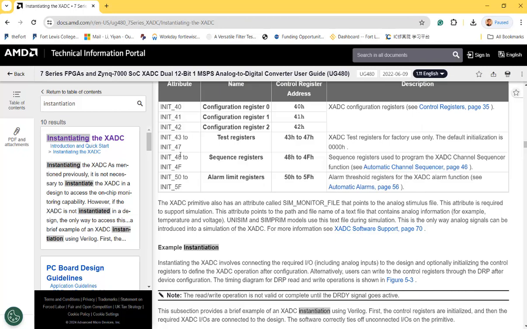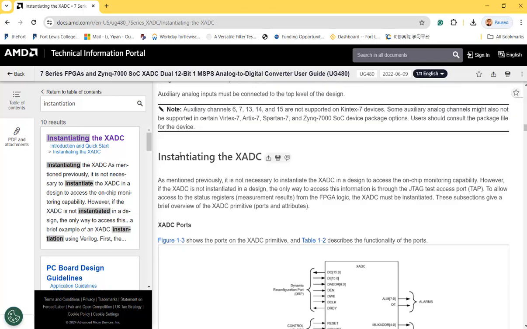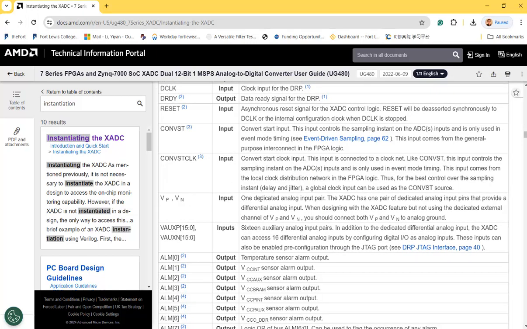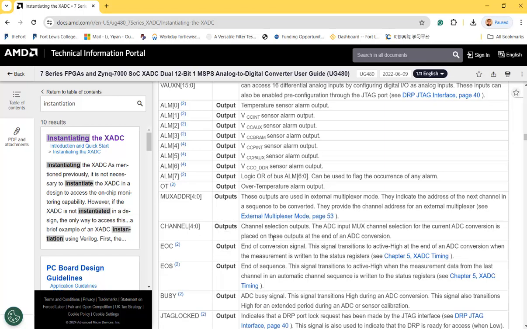And if you want to know what pins are available for the ADC, there's a design block of it. And these are descriptions and explanations of the pins.